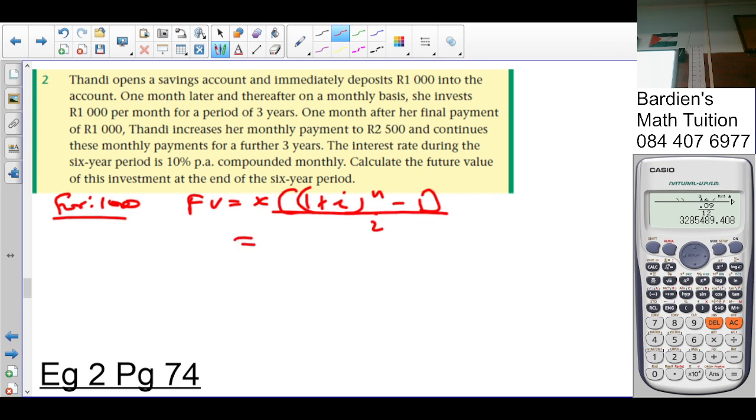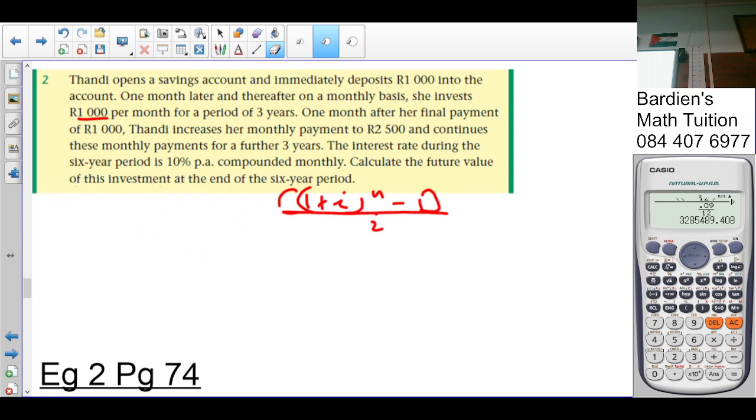So what's my x value here? I'm considering the 1,000 Rand. Well, I'll put the 1,000 Rand in red. Okay, and you'll see what happens actually. Okay, so I'm going to go straight into the total. It's going to be a long formula.